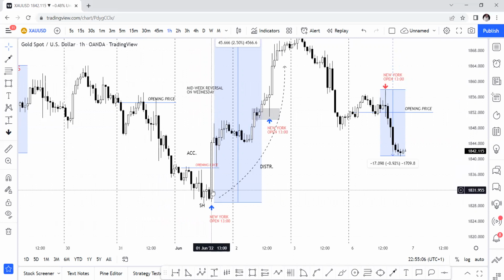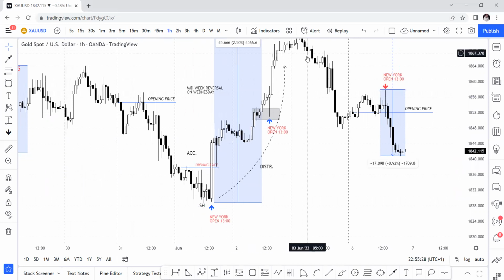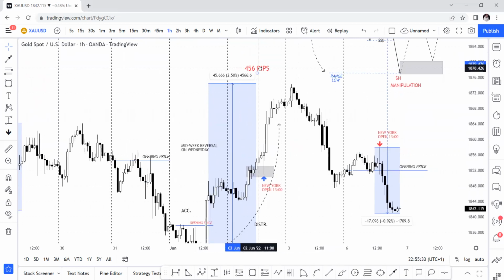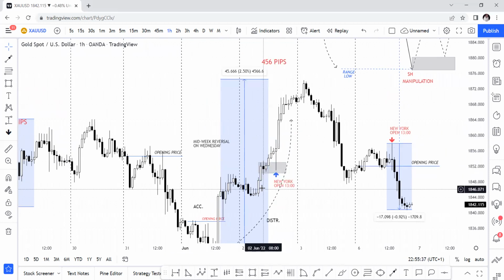Then when we get to 13 GMT, which is New York market open, you see a big push from this change of character, or BMX. Then a retest of it will give you another good entry. So distribution started from here upward to Thursday, which gives us almost about 456 pips there.